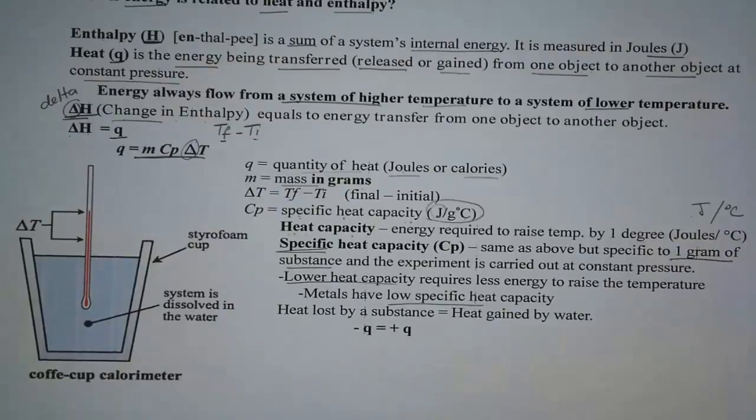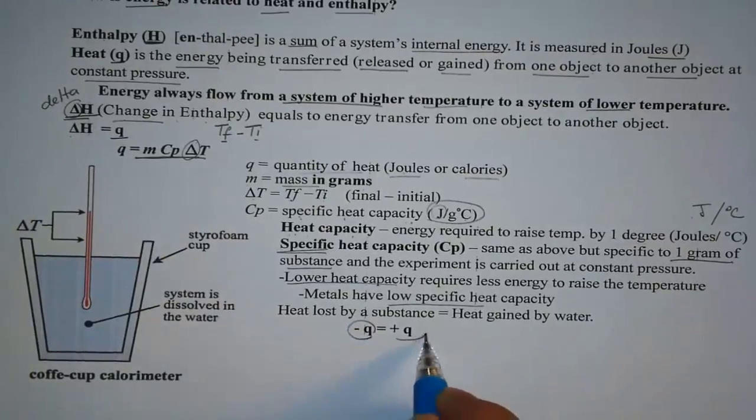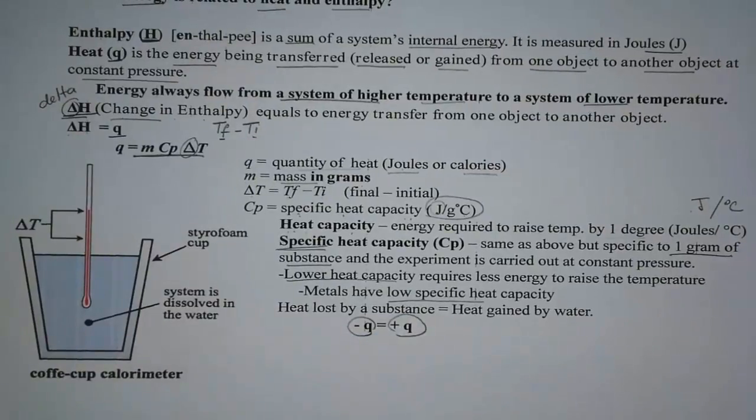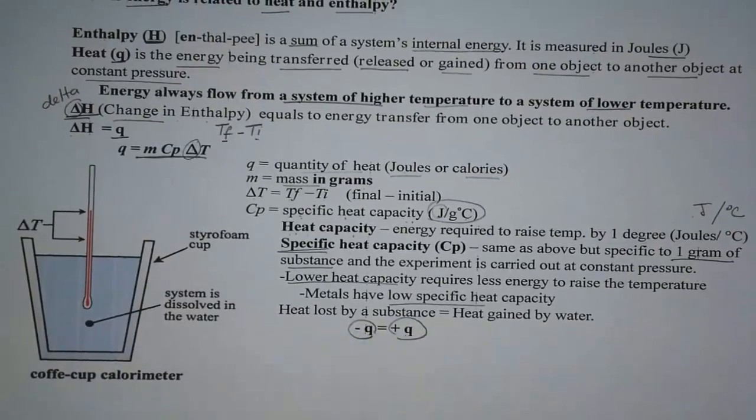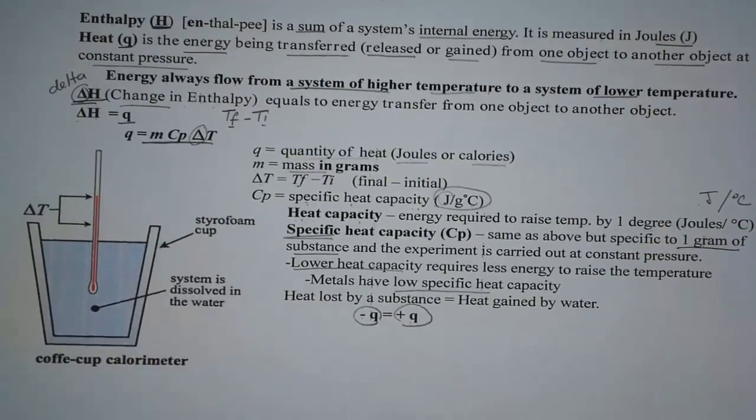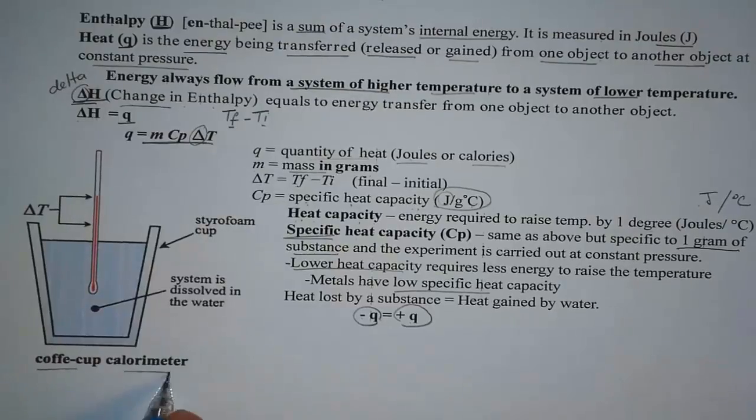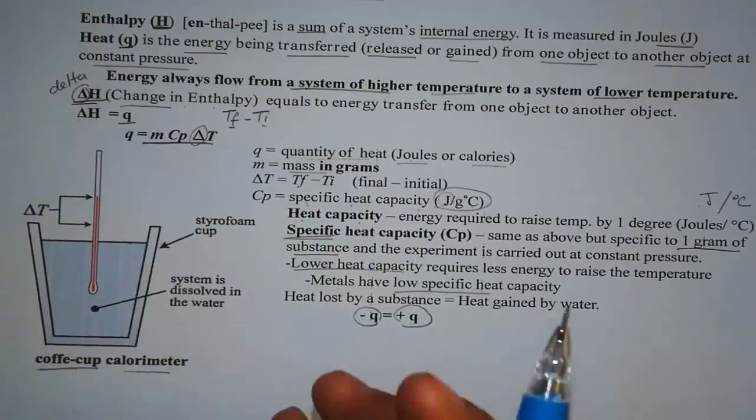You already know that the amount of energy in this universe is constant. What does that mean? That energy is neither created nor destroyed, just like matter is neither created nor destroyed. So if that's the case, the amount of energy being lost should be equal to the amount of energy being gained. That's why we have negative Q equal to positive Q. So that's the concept behind it. And one of the most common pieces of equipment that we use to determine how much energy is being released is a coffee cup. Think of the word coffee. We use a coffee cup.